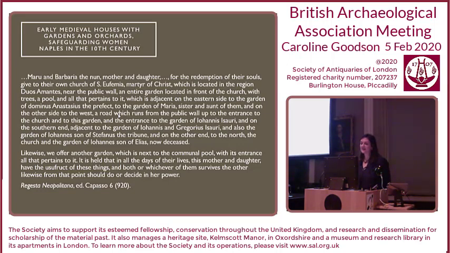which is adjacent on the eastern side to the garden of Dominus Anastasius, the prefect, and to the garden of Maria, sister and aunt of them, and on the other side to the west, a road which runs from the public wall up to the entrance to the church and to this garden, and to the entrance to the garden of Johannes Esauri on the south end, adjacent to the garden of Johannes and Gregorius Esauri, and also the garden of Johannes, son of Stephanus the Tribune. And on the other end, to the north, the garden of Johannes, son of Elias, now deceased.